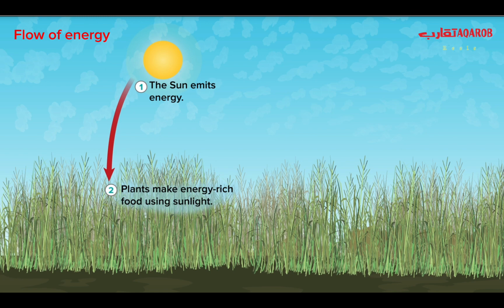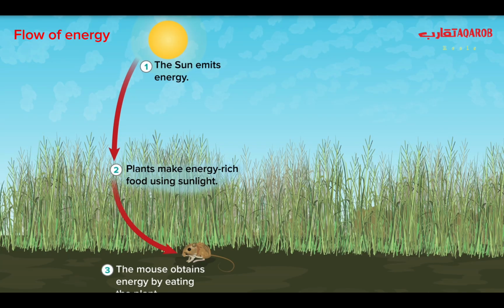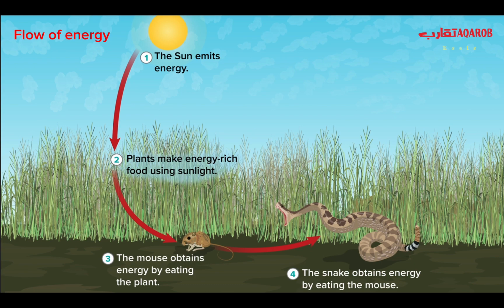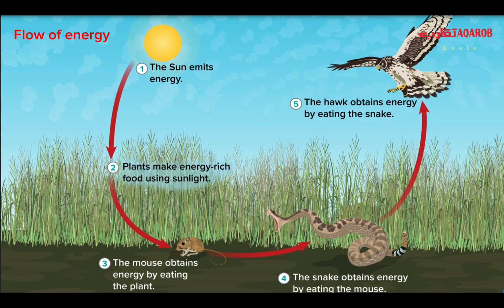After plants, we have a consumer like this mouse, for example, because it obtains energy by eating the plant. Now the snake, another consumer, because it obtains energy by eating the mouse. After the snake, another consumer, the hawk, obtains energy by eating the snake.